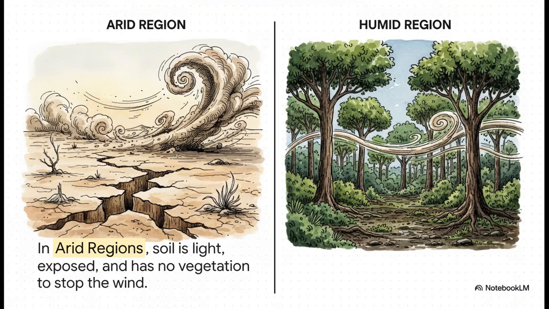And this breaks it down perfectly. In a humid place, right, you've got tons of plants acting like a shield, and all that moisture makes the soil heavy and clumpy. But in the desert, it's the complete opposite. The soil is totally exposed, it's light, it's loose, and there's absolutely nothing holding it down. The wind can just go to town, picking up and moving anything that's not tied down.